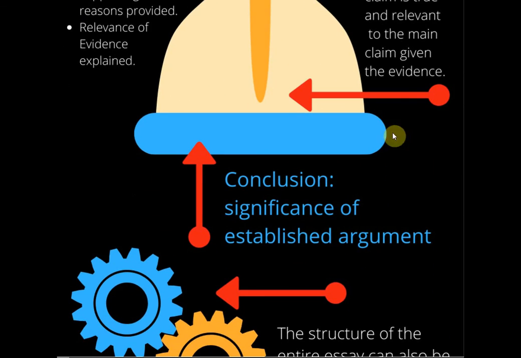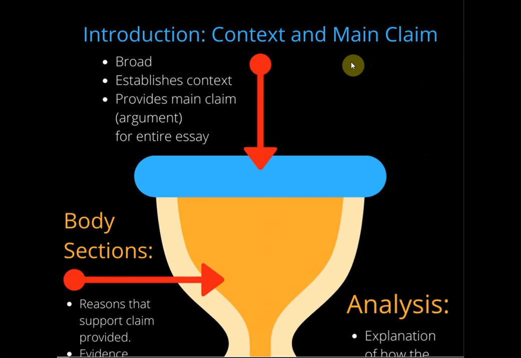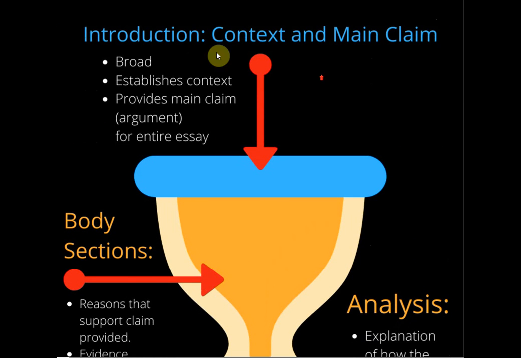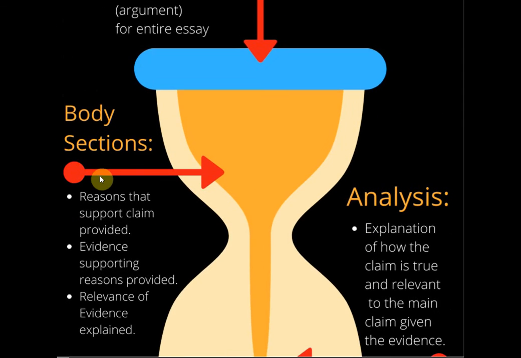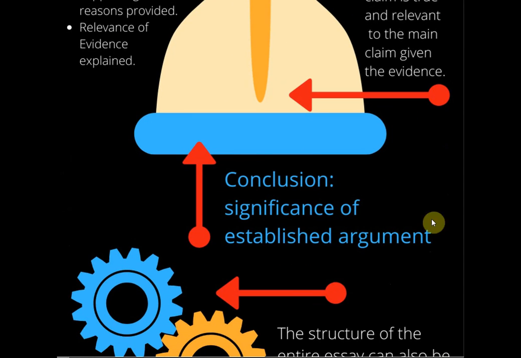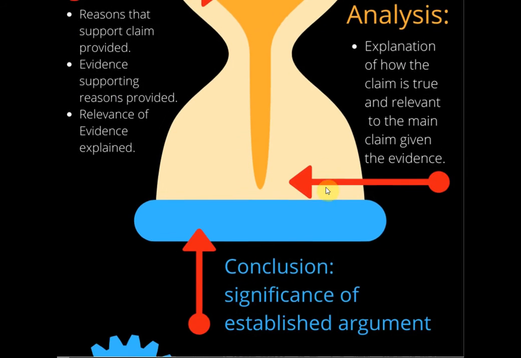Lastly, moving back towards more broad, we're going to have a conclusion, and this is going to explain the significance of the entire essay, all of the reasons, and how they prove that my main claim is in fact true. So again, you can see how we've moved from introduction, context, and main claim at the most broad, getting more narrow as we move through the body sections, and then coming back out to broad and explaining the significance of our entire argument to the audience, and how it's shaped like an hourglass.